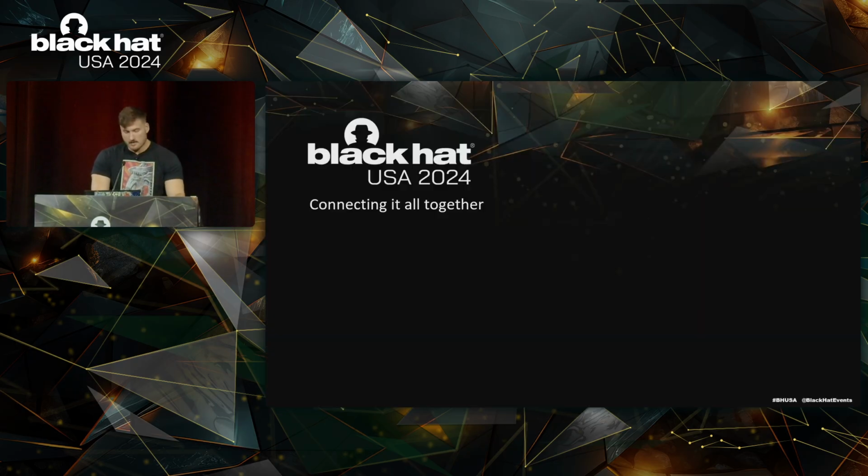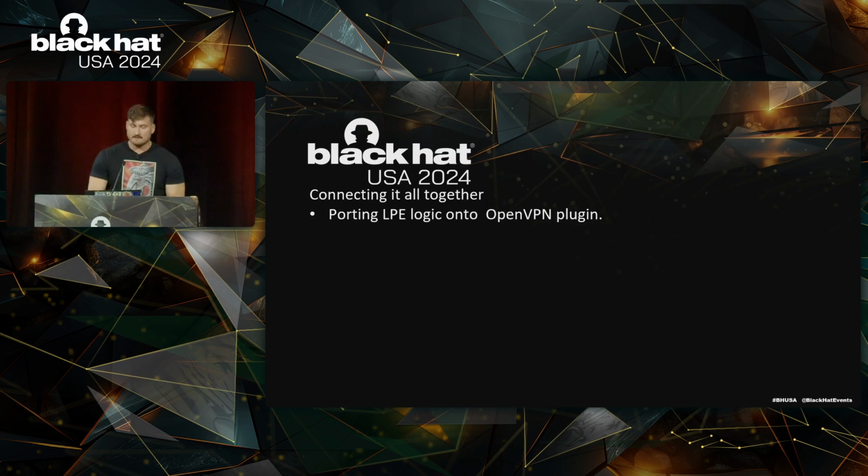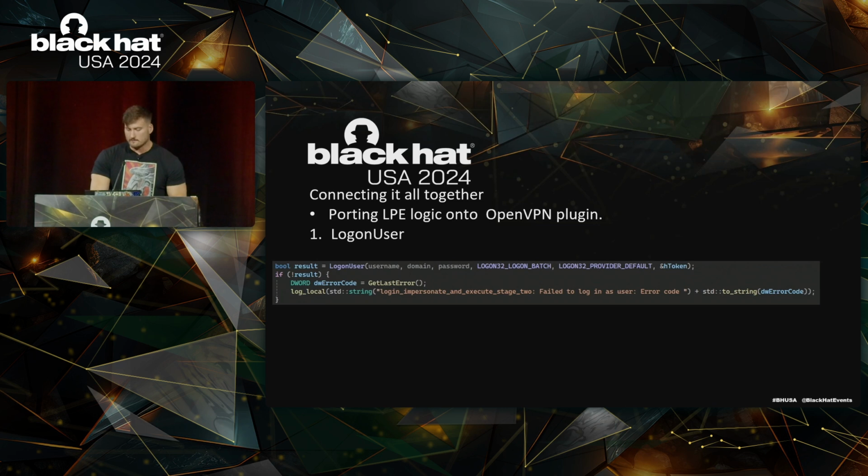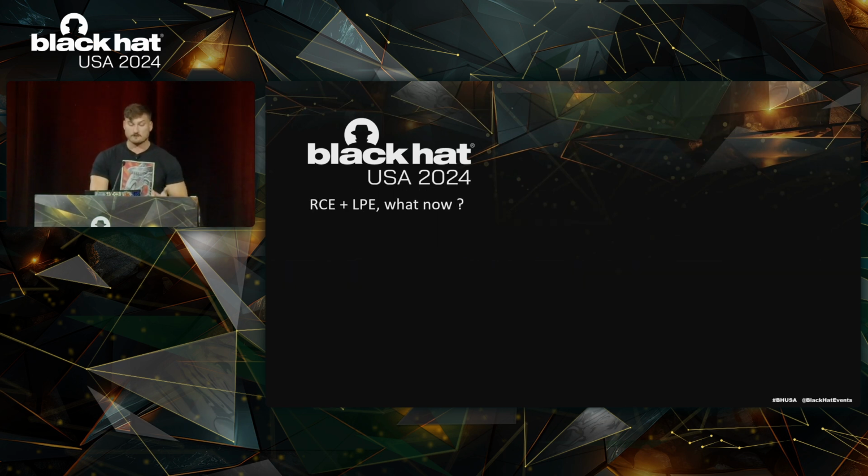Now let's talk a little bit about how we can chain all of this together. And so obviously the porting of the LPE onto the RCE will be pretty easy, because all I need to do is port all the LPE logic into the plugin, and I can achieve that by adding resources to the plugin and then dropping them and executing them. Another thing that we need to take into account is that OpenVPN executes in low integrity level, and so we'll have to execute LogonUser with the stolen credentials to allow us to execute the impersonation of a stronger user.